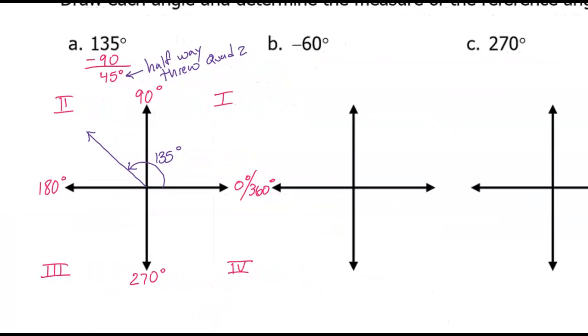Now what about part B, that negative 60 degree angle? What quadrant is that going to be in? Fourth. The fourth quadrant, good. About where?